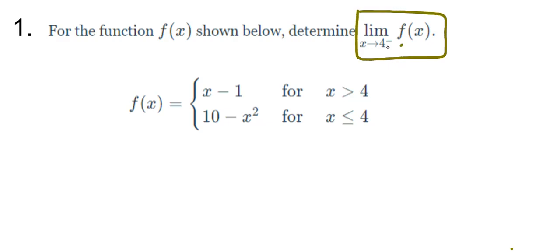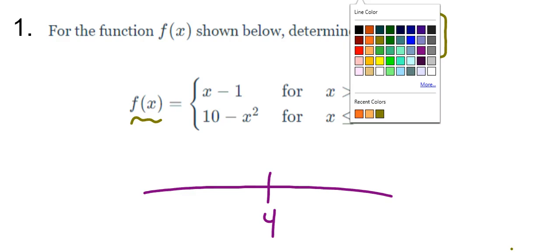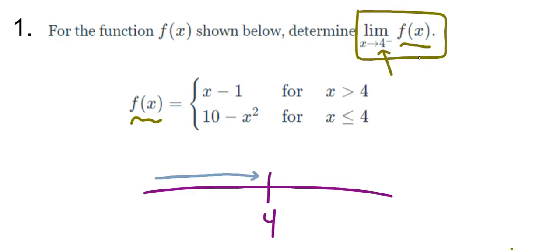So our f of x is right here. This is our piecewise function, and they're asking us to find the limit of this function as x approaches 4 from the left. So let's stop for a second, and let's get a number line here. And let's put a 4 there. So if we're approaching 4 from the left, we're coming this way. So we're looking at what? 3, 2, 1. These are the numbers that we're looking at.